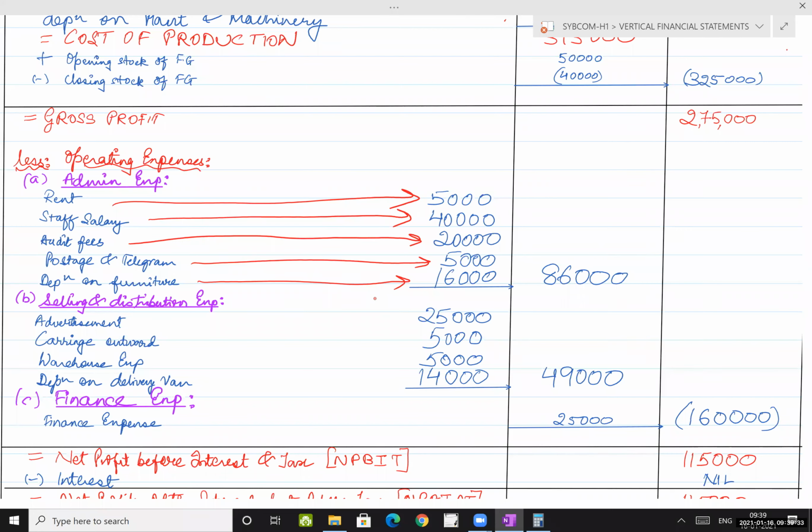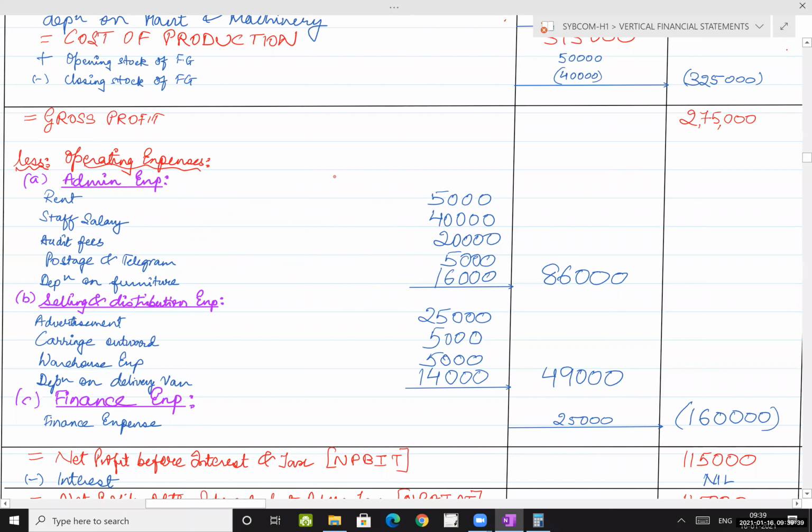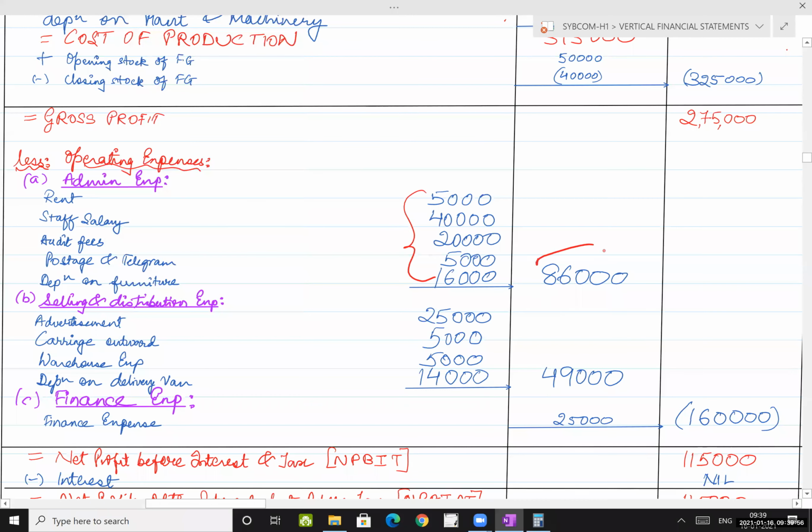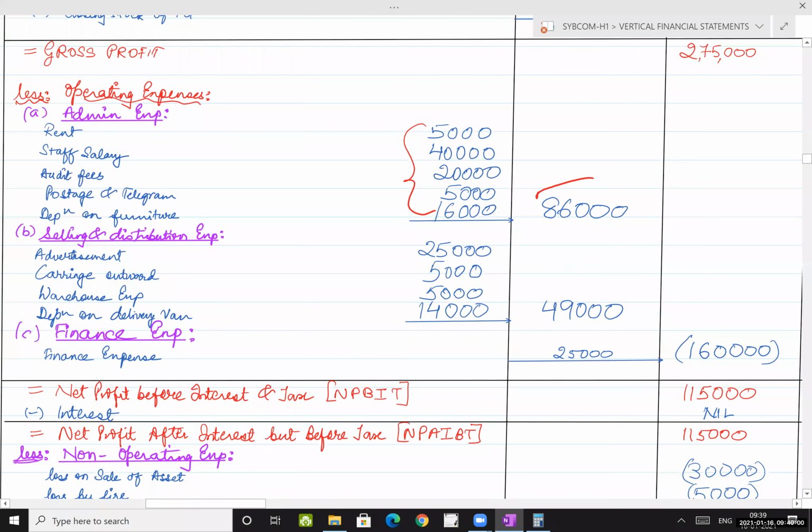Rent, staff salary, audit fees, postage and telegram, depreciation on furniture. Okay, total all this. 5,000 plus 40,000 plus 20,000 plus 5,000 plus 16,000, 86,000. Okay, yeah.